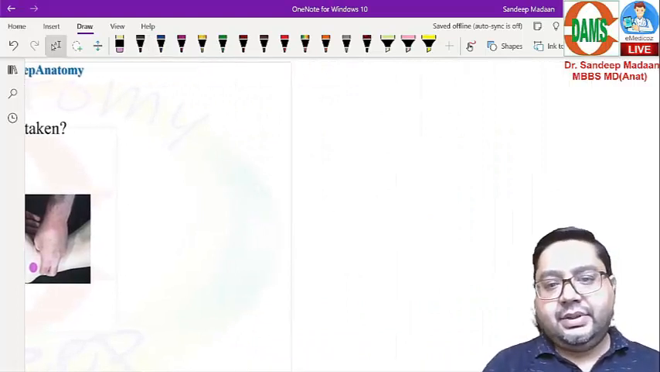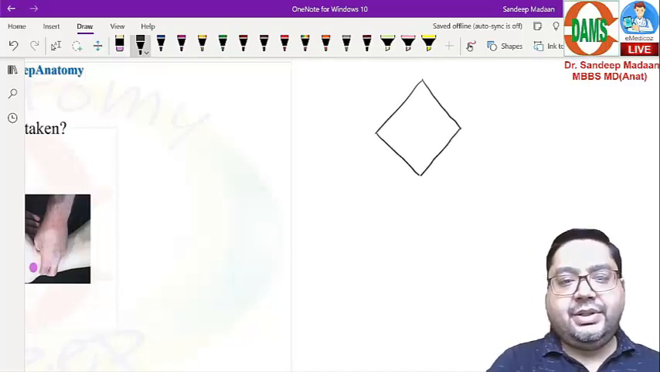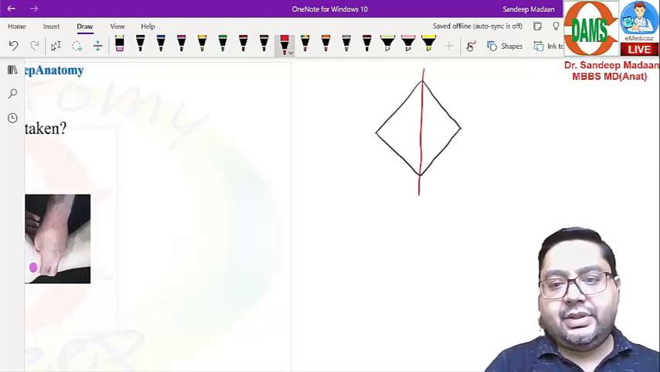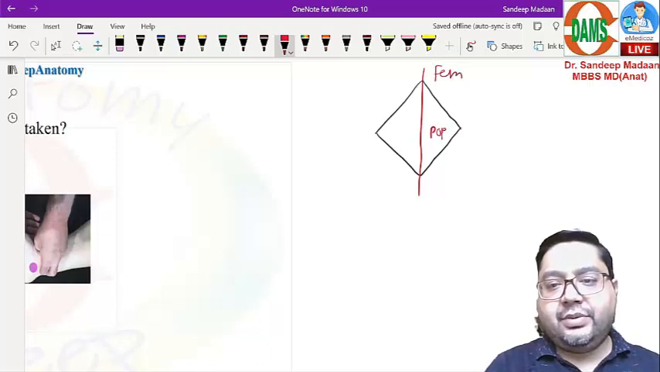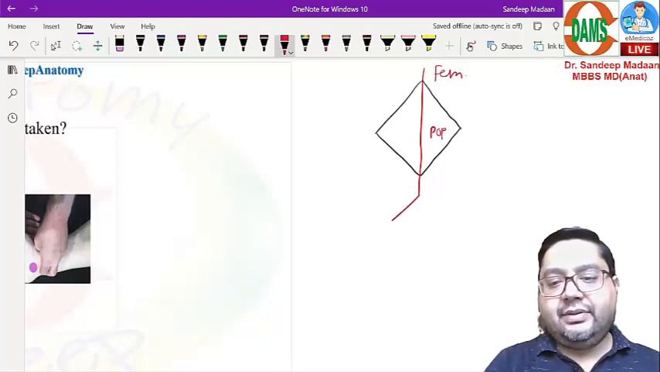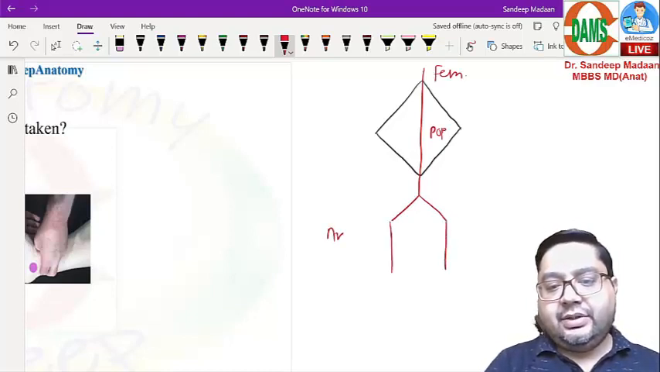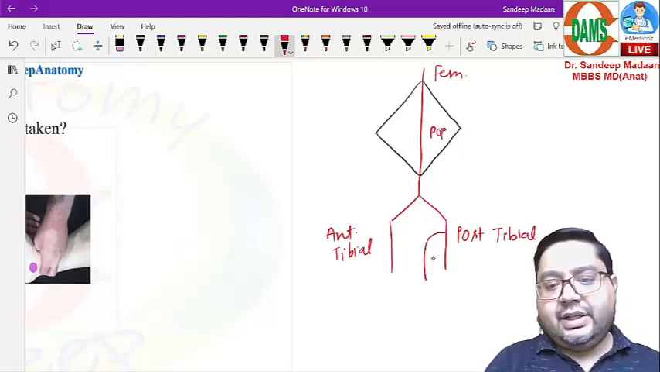So this is the popliteal fossa. As we know, this is a diamond-shaped fossa, and the artery present in the popliteal fossa is the popliteal artery, which is in continuity with the femoral artery. The popliteal artery itself divides into two branches, the anterior tibial and the posterior tibial artery. The posterior tibial artery further gives one more branch, the peroneal artery.